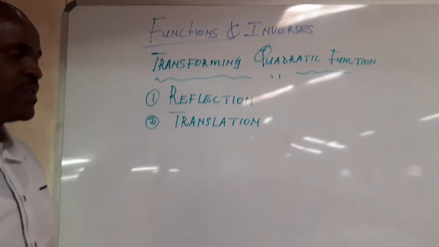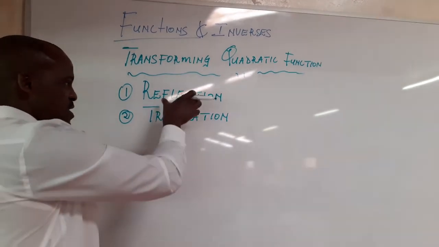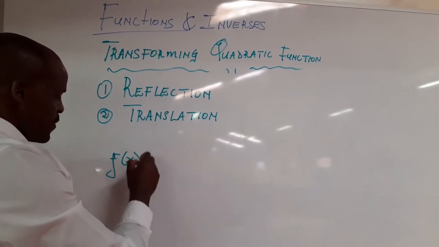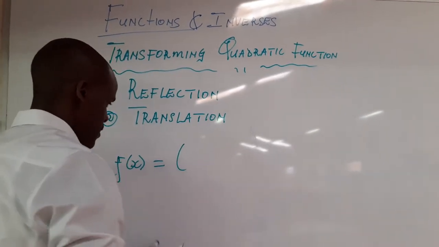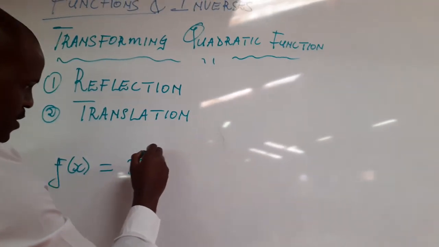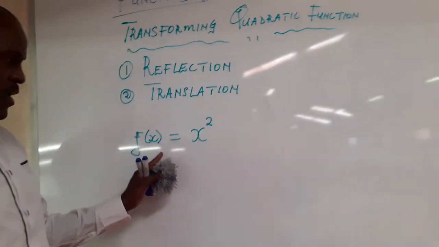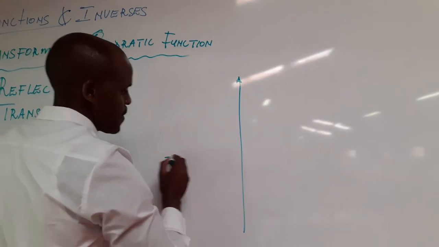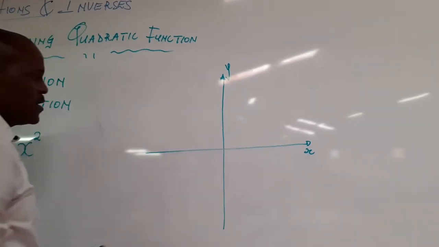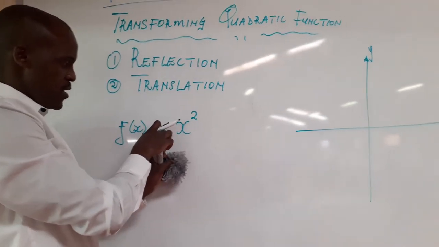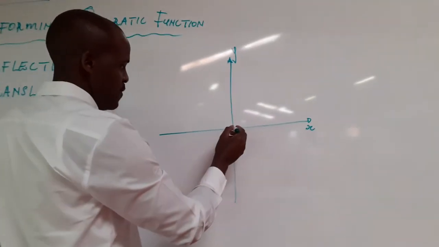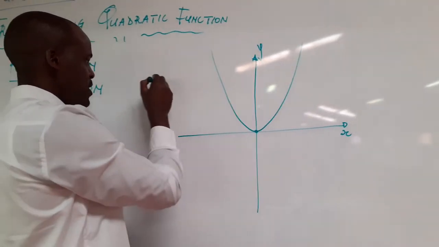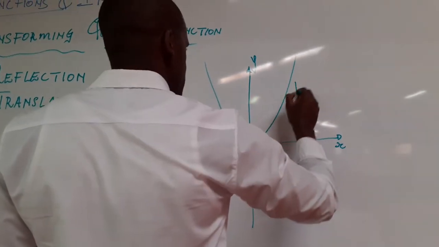Right, let's look at how to reflect a function. Obviously, once you reflect something, there will be an image of that after reflection. Let's take this function, the function f. Let's say you have y equals x squared. That's our Cartesian plane. This function has got the value of a, which is positive. Therefore its turning point is here at the origin. It will be concave up, since a is greater than zero. This is the function f.